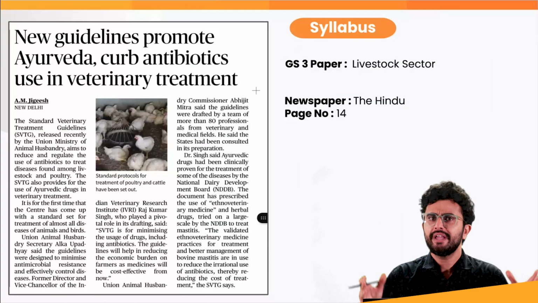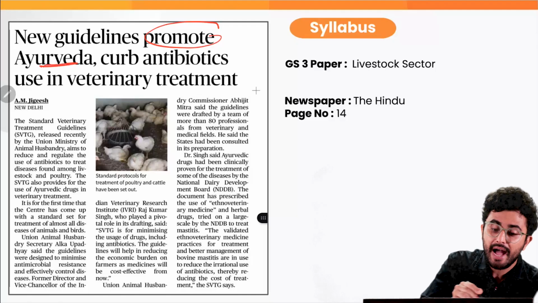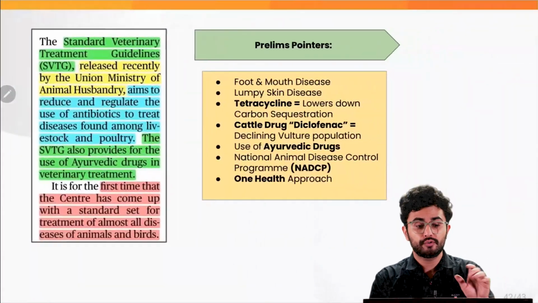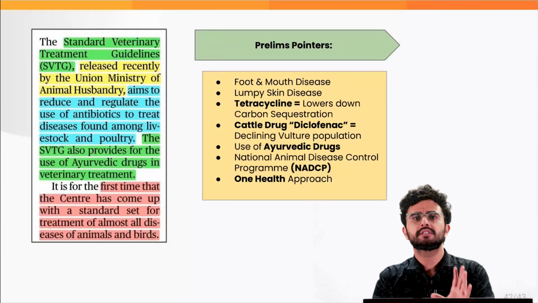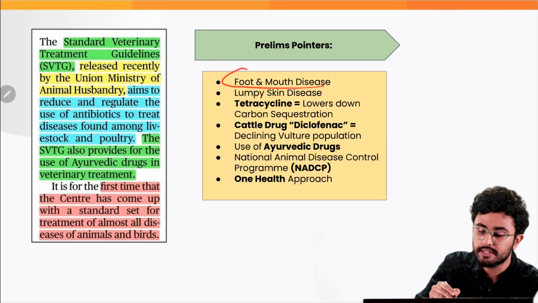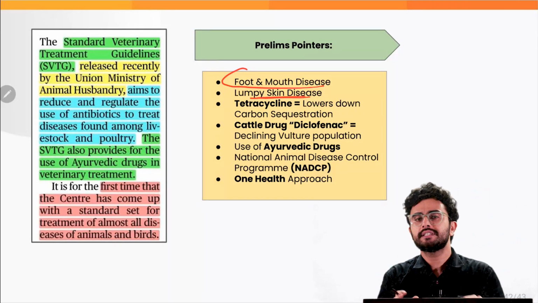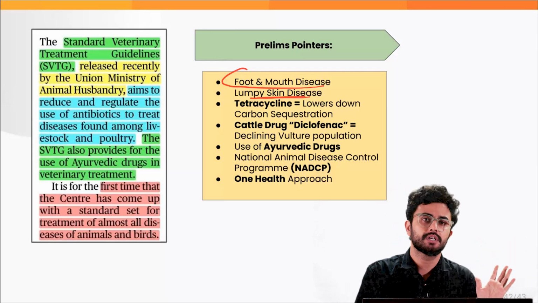So keep all of this factual information in your mind and we move forward to the last news of the day, where we are going to talk about how the government is trying to promote Ayurveda in the veterinary section, which forms an important component of your livestock sector as well. So what is the news? The news is that there are various diseases which impact the livestock sector, such as foot and mouth disease or lumpy skin disease. To tackle all of these, various antibiotics are given to them by the farmers.